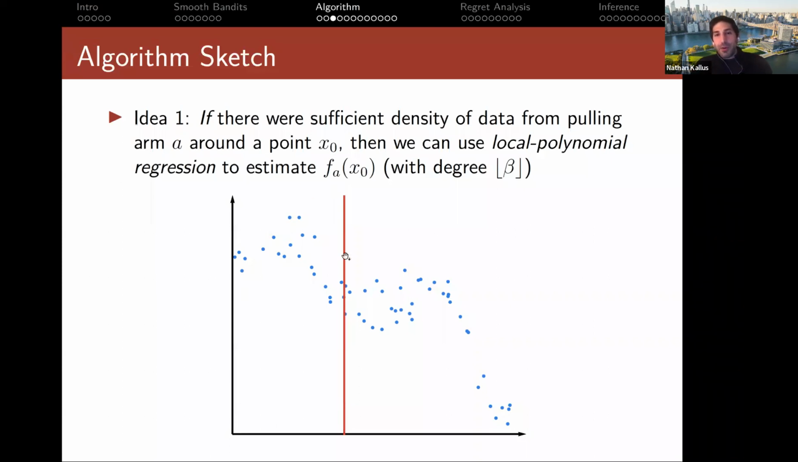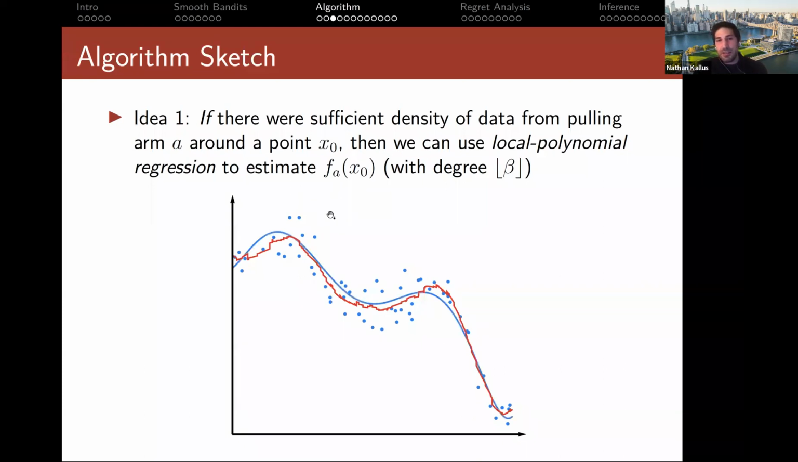I'm going to look in the neighborhood near x naught, and then fit a degree beta polynomial to this data just by least squares. Then I apply this polynomial that I fit to x naught in order to get my prediction at x naught. I can do this at any one x naught, and then I get a non-parametric estimate for the regression function. So in this simple offline regression example I'm plotting here, this is indeed close to the true regression curve that I generated this data from.